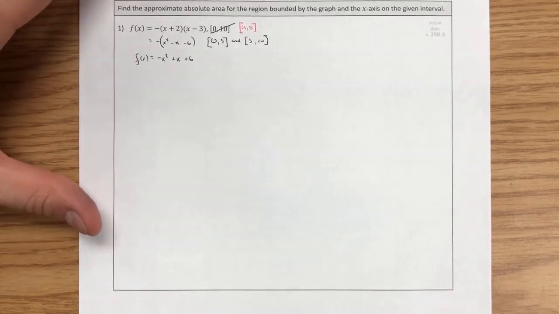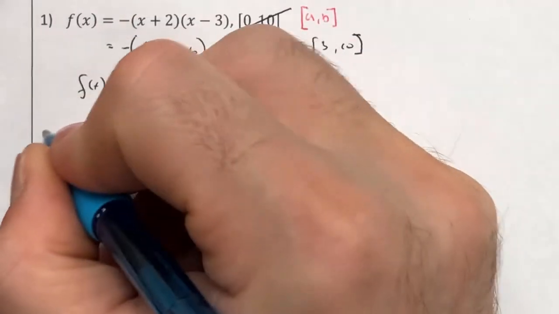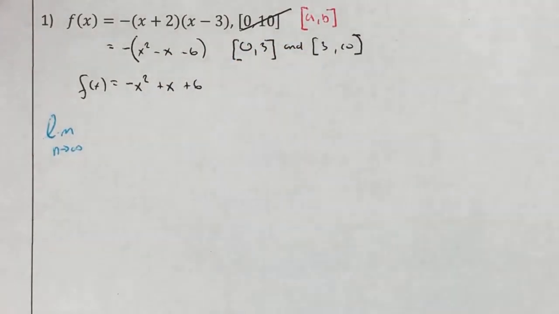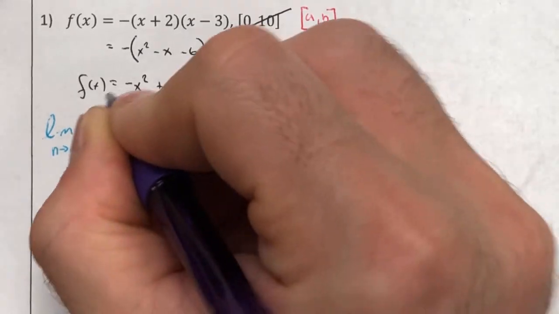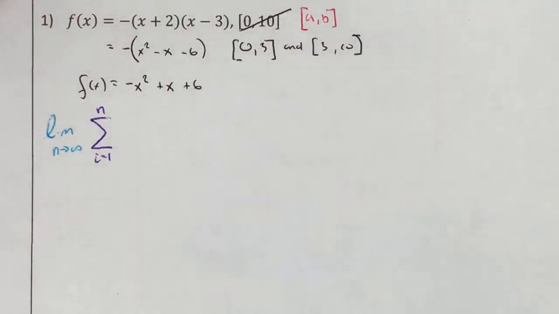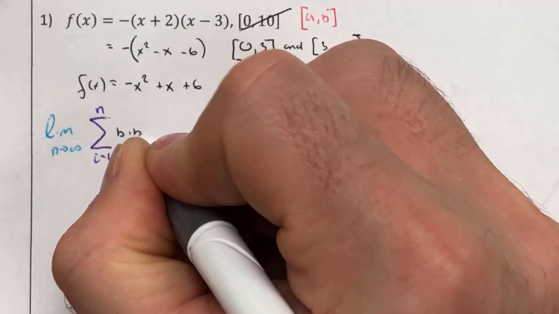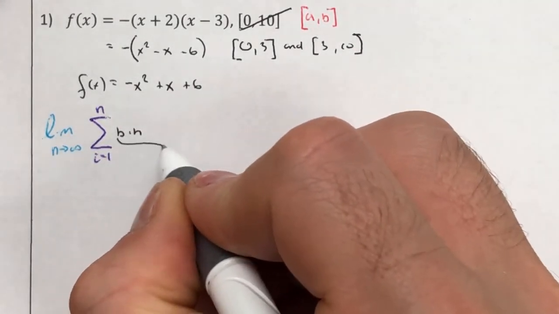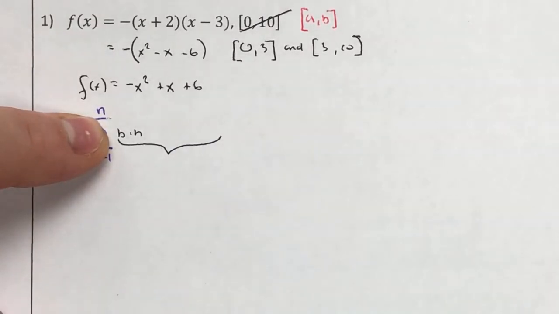So let's use our limit, and let's zoom in just a little bit as we work through this. I want to find the limit as my number of rectangles is approaching infinity of the sum of all of those rectangles from the first rectangle to the last rectangle of this. So it's going to be base times height. And then we're going to simplify what this base is throughout this.